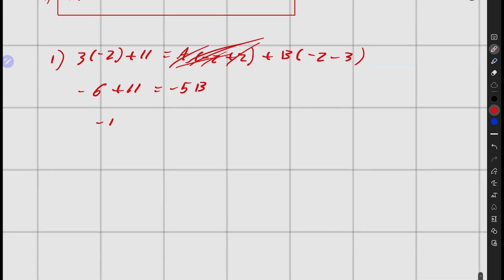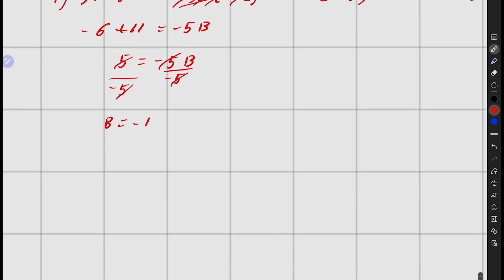We're going to have 5 equals minus 6 plus 11 is 5, minus 5b. Divide by minus 5 on both sides. B is going to be equal to minus 1. And for our second equation, doing the exact same thing, but we're solving for a.